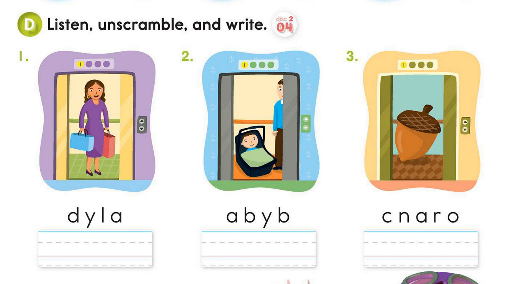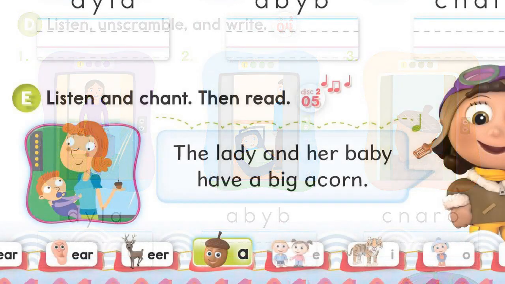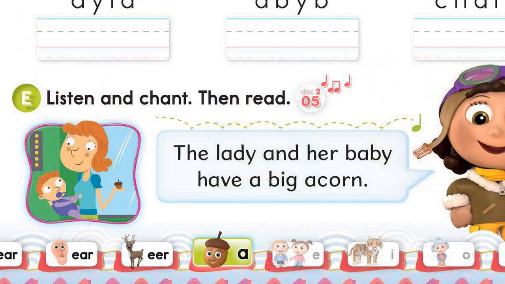2. Baby. 3. Acorn. Page 45. E. Listen and chant. Then read.